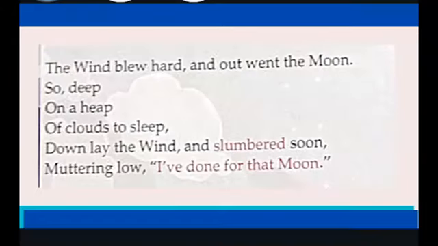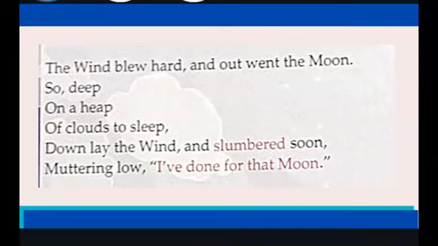Second stanza. The wind blew hard and out went the moon, so deep on a heap of clouds to sleep. Down lay the wind and slumbered soon, muttering low, I have done for that moon. Okay, slumbered means slept. So now here this time the wind blew hard, and what happened?